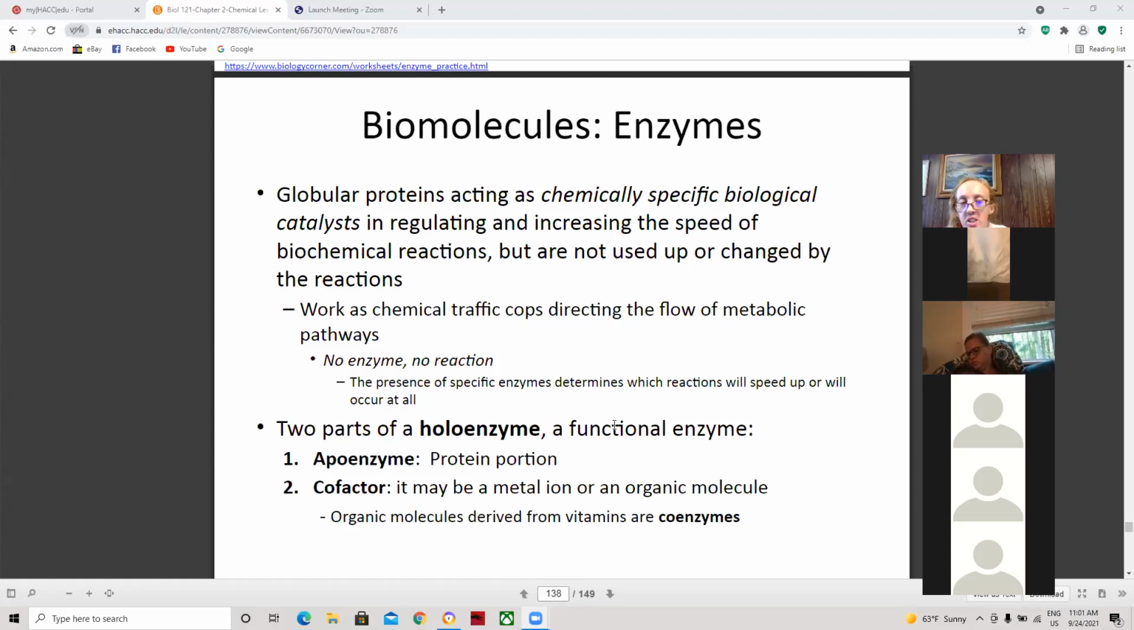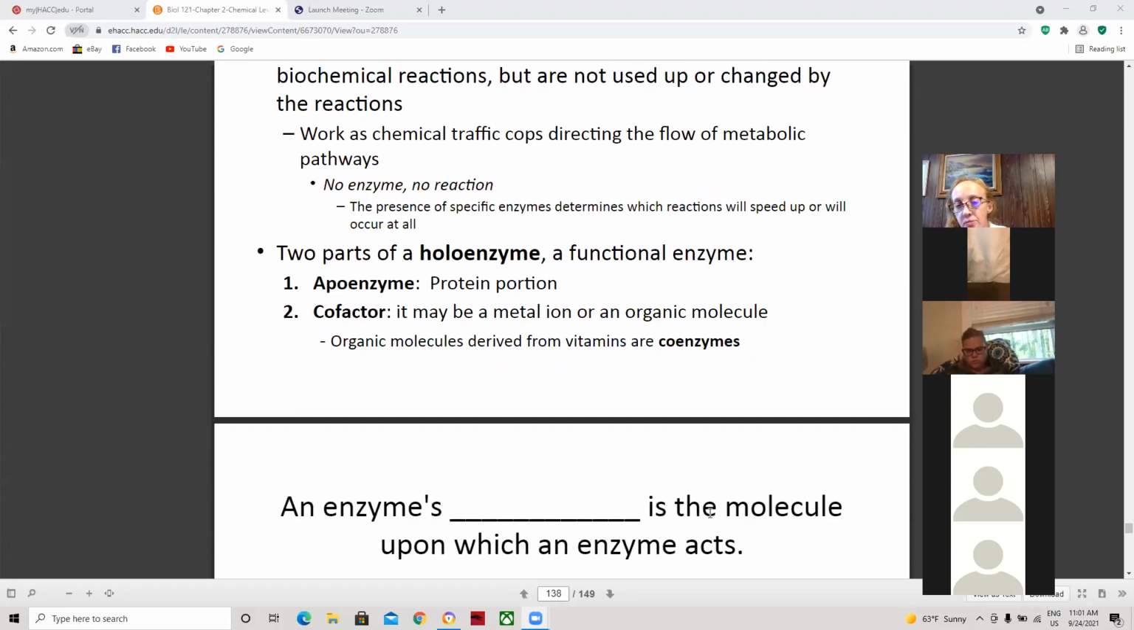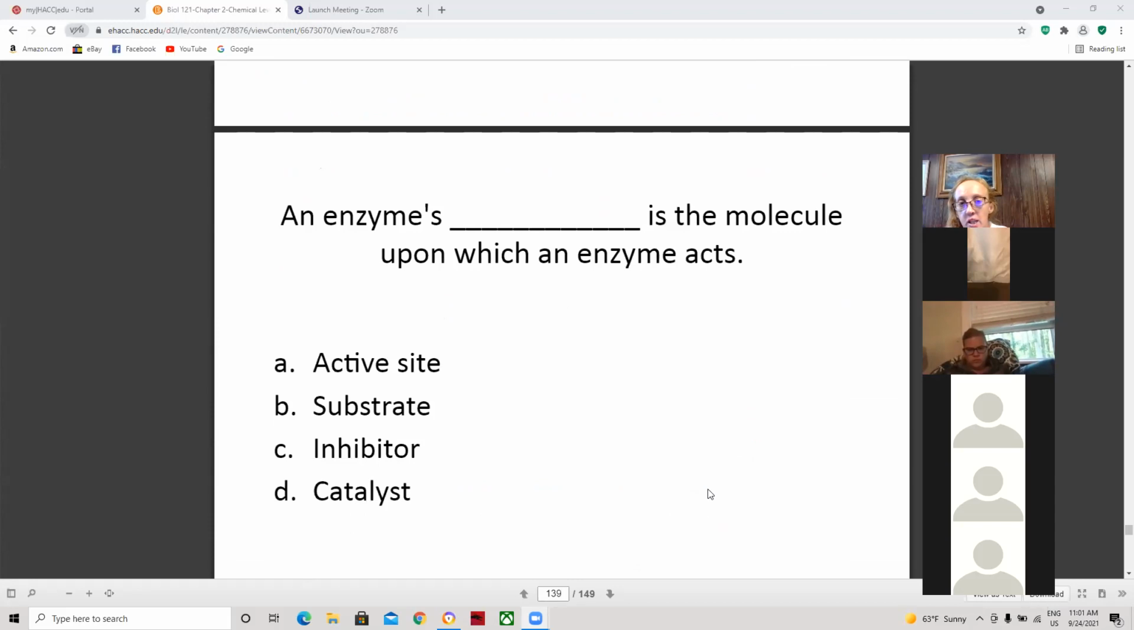There are two parts to a functional enzyme, or a holoenzyme. Many times, an apoenzyme, which is the protein portion, and then a cofactor, which may be a metal ion or organic molecule. Do you remember that heme protein from before? That can be an example of a cofactor, or more of a coenzyme. So organic molecules derived from vitamins are often coenzymes. An enzyme's blank is the molecule upon which an enzyme acts.